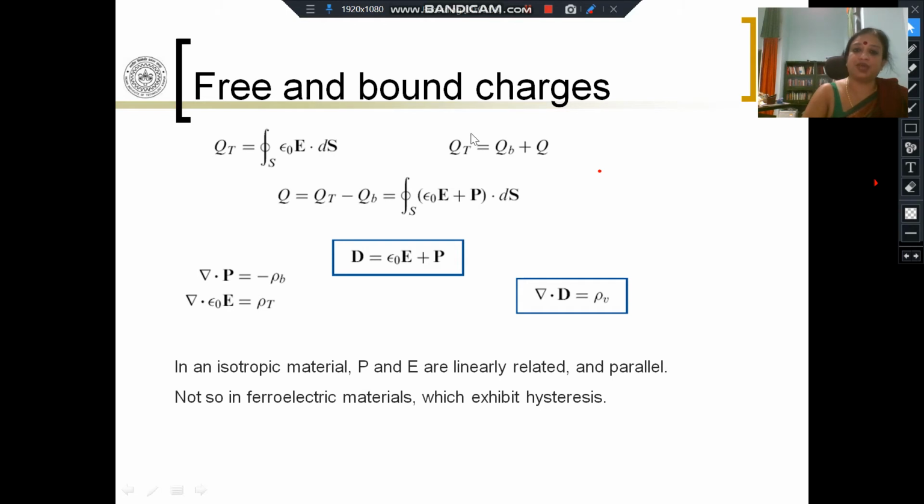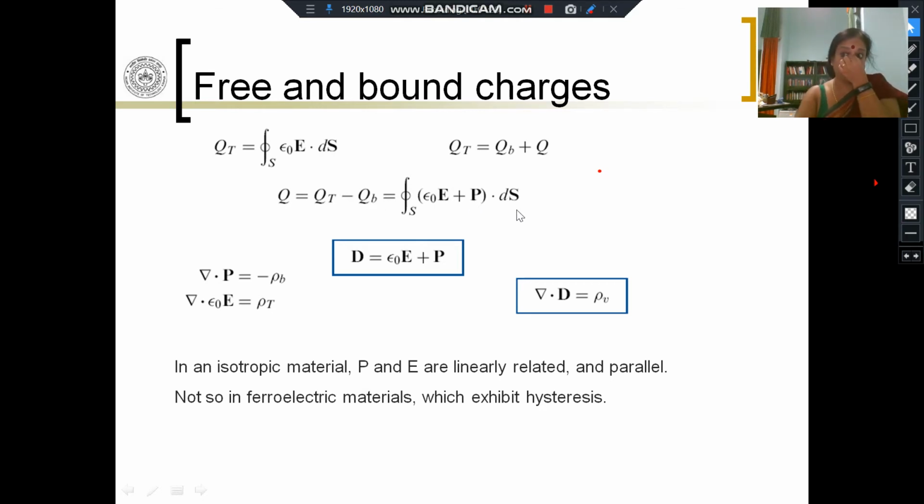So therefore, you can now imagine that in the presence of a dielectric material, QT is equal to not only the free charge Q, but Q plus QB, where QB is the bound charge. So therefore, Q, the free charge, is equal to QT minus QB. QT is equal to the surface integral of epsilon naught E dot dS, and minus QB is plus the integral of P dot dS.